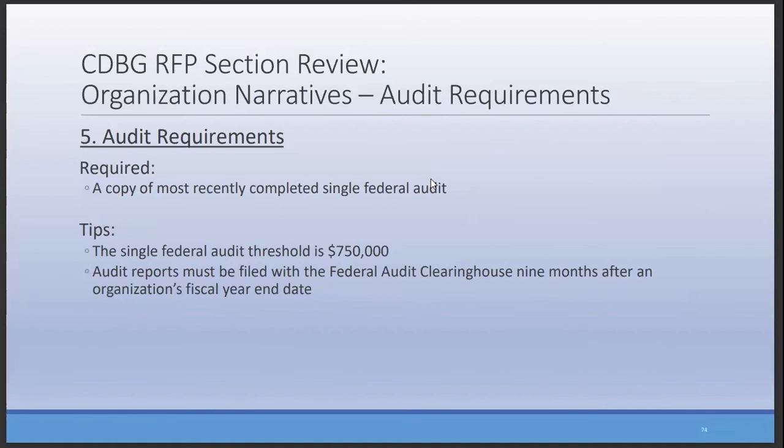Organizations expending more than $750,000 in federal funding must have proof of a single federal audit. Federal funds include federally sourced funds passing through a state or local government. If your organization's threshold exceeds $750,000 in federal expenditures within your fiscal year audit, reports must be filed with the Federal Audit Clearinghouse 9 months after the organization's fiscal year end date.